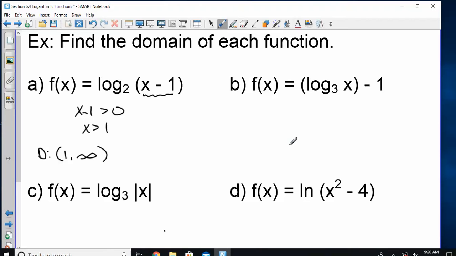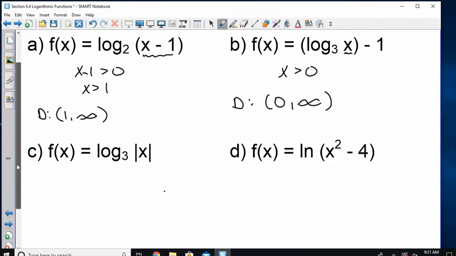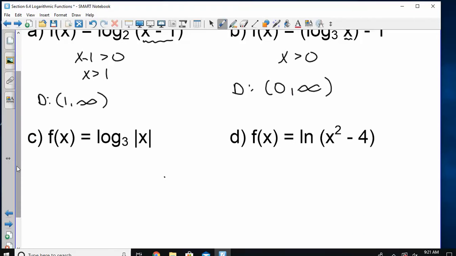All right. B. All we care about is the argument. My argument here is x, so that means x has to be greater than 0. So my domain would be 0 to infinity. Okay, C.